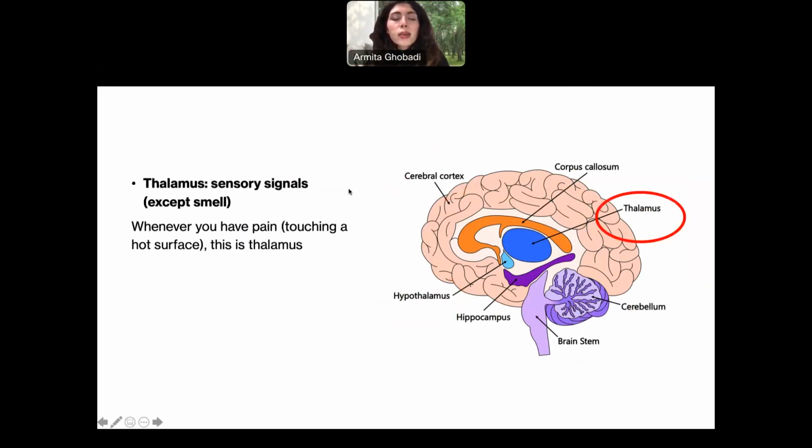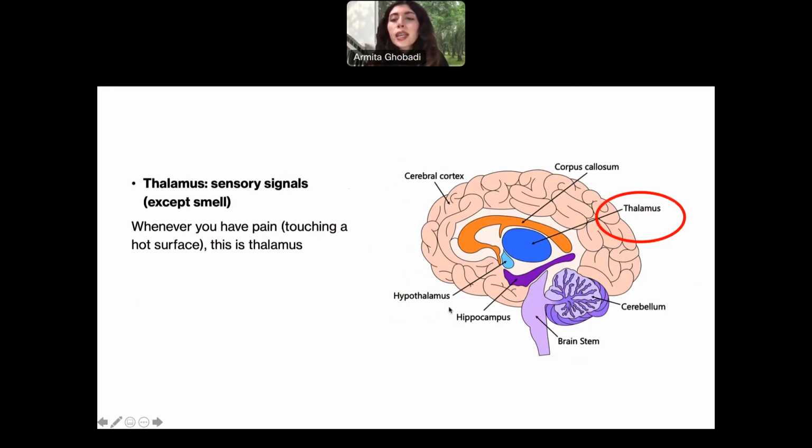Starting with thalamus, it's all about your sensory signals, except your smell. For example, if you are touching some sort of hot surface, you can understand it is hot. So it is actually your thalamus doing that sort of sensory understanding for your body. Or whenever you are hearing a very loud noise or a whispering noise, it is again your thalamus. So all of the sensory information except the smell is thalamus. Keep that in your mind. And where is thalamus? It is in the middle.